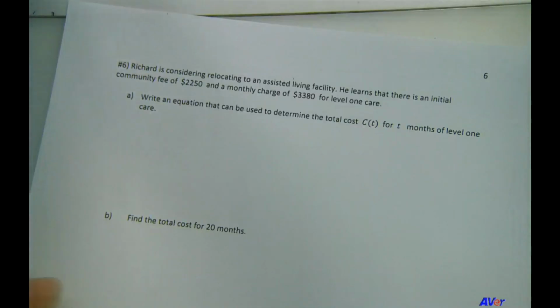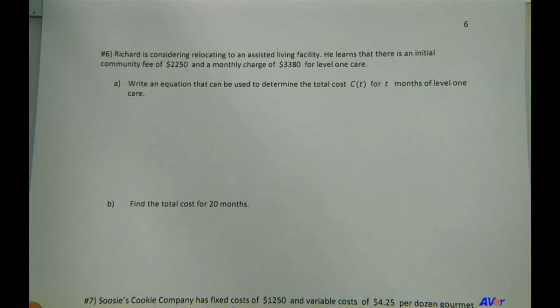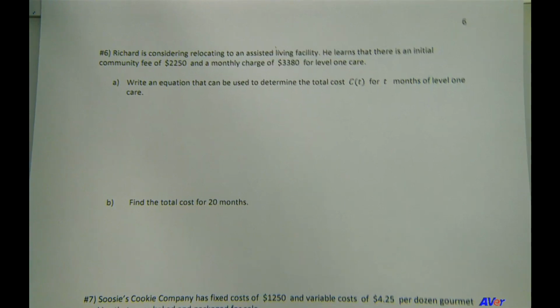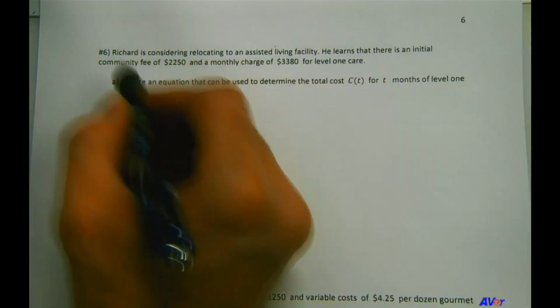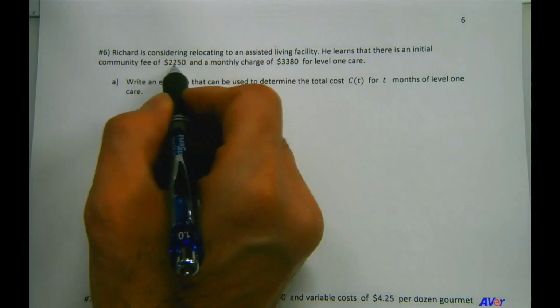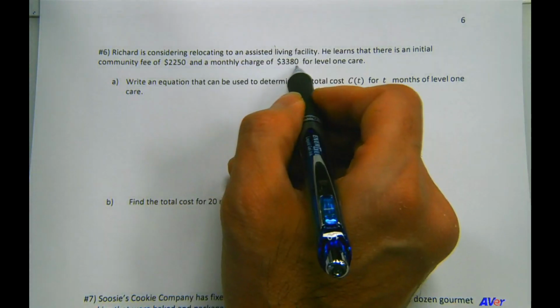Here we have more word problems, which are application problems, and these are good because we need the tools we learn about in mathematics to actually tackle real world problems. These problems give us the opportunity to do that. Okay, so Richard is considering relocating to an assisted living facility. He learns that there is an initial community fee of $2,250 and a monthly charge of $3,380 for level 1 care.